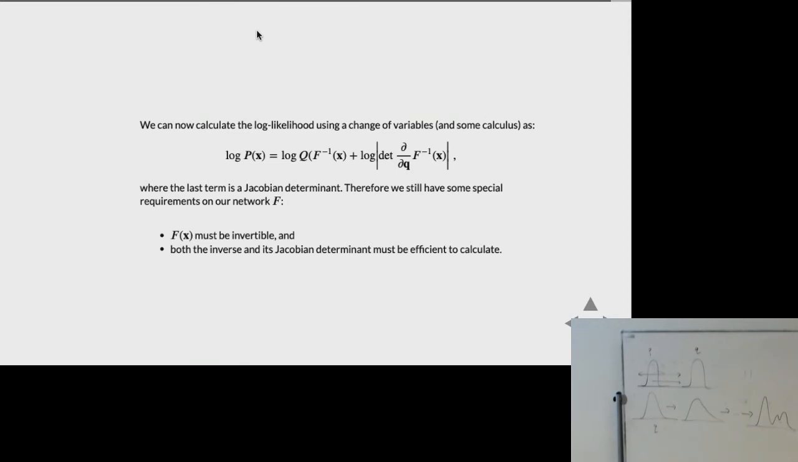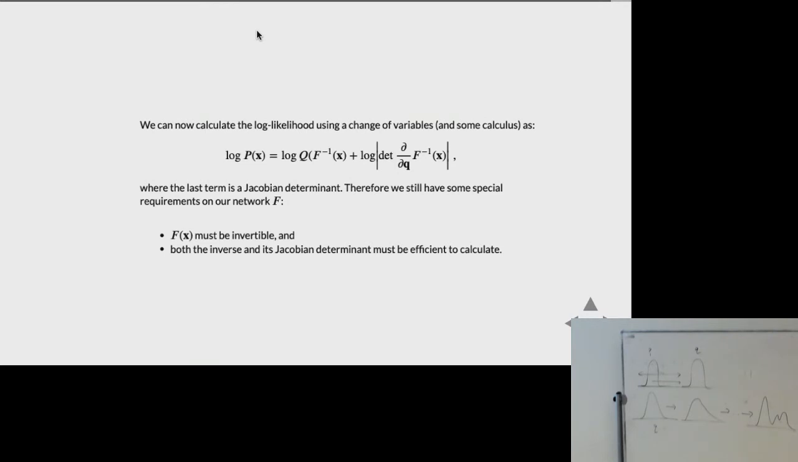In order to have a network that can morph a simple distribution to the actual distribution of our data in a way that we can now calculate the probability of the data, we basically want to propagate the easy to calculate probability here into the hard to calculate probability here. But it's just a change of variables with some Jacobians. So we need a neural network that's invertible, and both the inverse and the Jacobian determinant of its inverse have to be efficient to calculate.